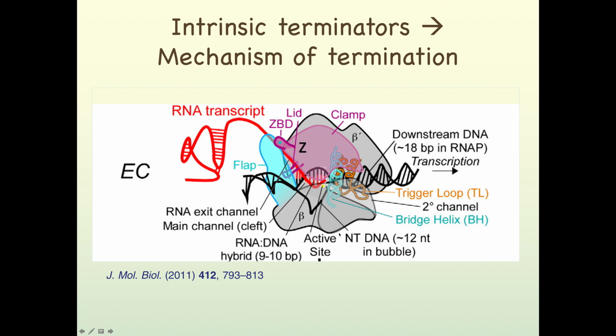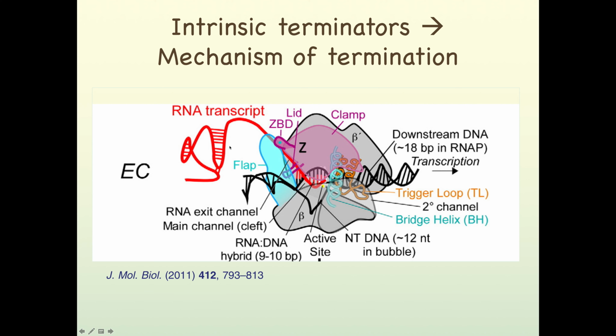Okay, so let's talk about how this works. With intrinsic terminators, the mechanism of termination is, again, dependent upon disruption of the RNA-DNA hybrid. So I'm going to review the elongation complex. This is a different diagram. Here we have the gray showing the beta prime and the beta subunits forming the clamshell around the DNA. We have about 18 base pairs of DNA that are interacting with the RNA polymerase and stabilizing the interaction. Here's the secondary channel, and here's the exit channel for the newly synthesized RNA.